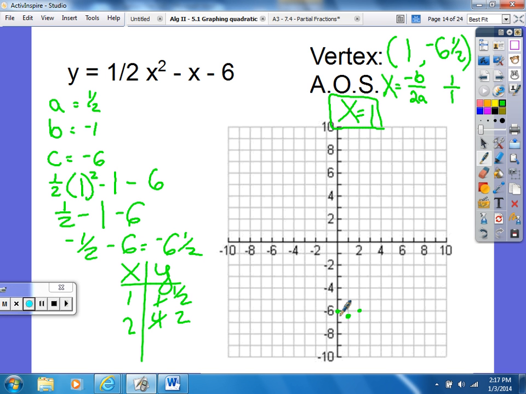Go back to the vertex, and now we go over 2 and up 2. So I'm halfway in between and halfway in between. So I'm still halfway in between when I go up 2. Does that make sense? Same thing over here, over 2, up 2. I make my U. That's it. Any questions? Feel pretty good?